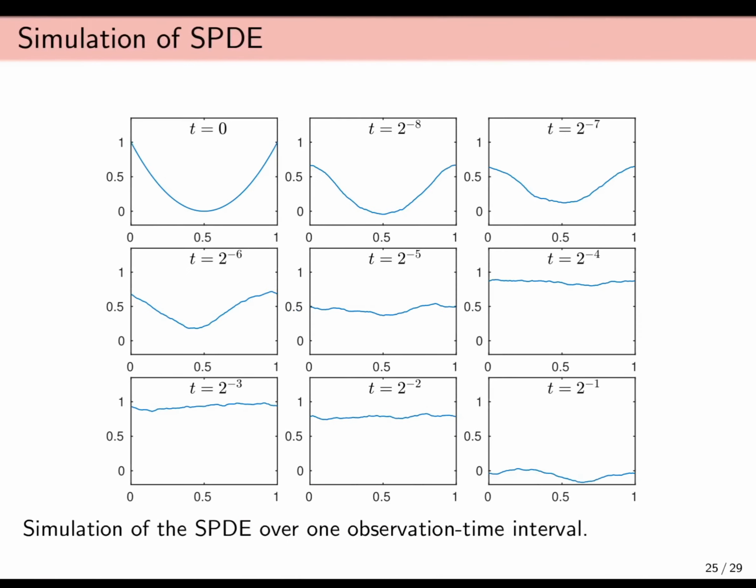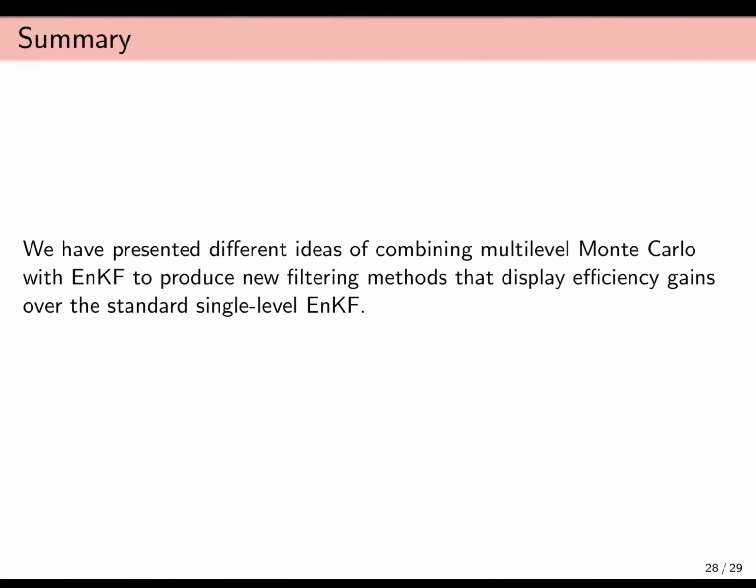All right, so to summarize then, we have presented different ideas for combining multilevel Monte Carlo with ensemble Kalman filtering. And the result of these ideas is that we have produced some methods which both theoretically and in numerical experiments are shown to outperform the single level EnKF, or the plain EnKF, in the large ensemble limit. So it's sort of an asymptotic study in the large ensemble limit. So convergence towards the mean field measure.